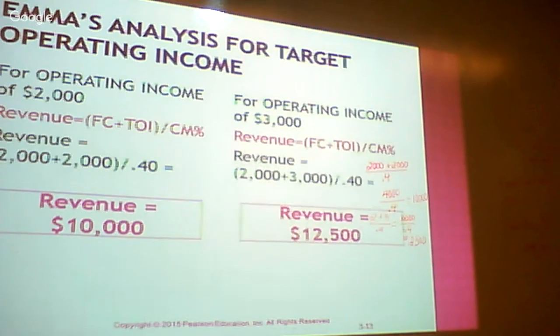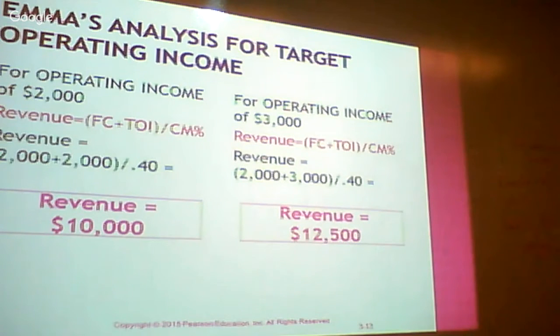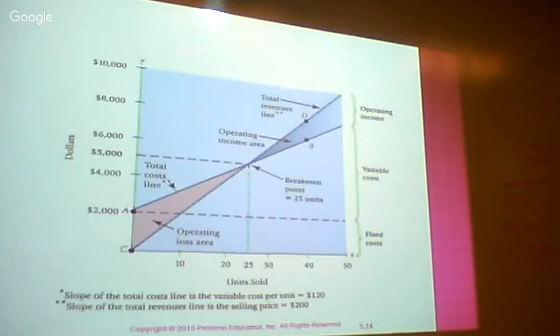So here's the detail to that, what we just did. Oh, where's my eraser? I lose things all the time. All right, nice and pretty now. We have the operating income of 2,000, and we want fixed costs of 2,000. Add those together, 2,000 plus 2,000 gives us 4,000 divided by 0.4. I get $10,000 in revenues. The operating income of 3,000, we take the 2 plus the 3, divide by 0.4. I have to have revenues of 12,500 to get what I want.